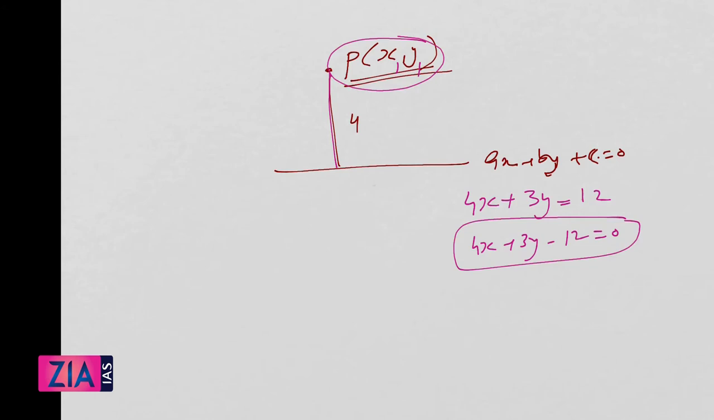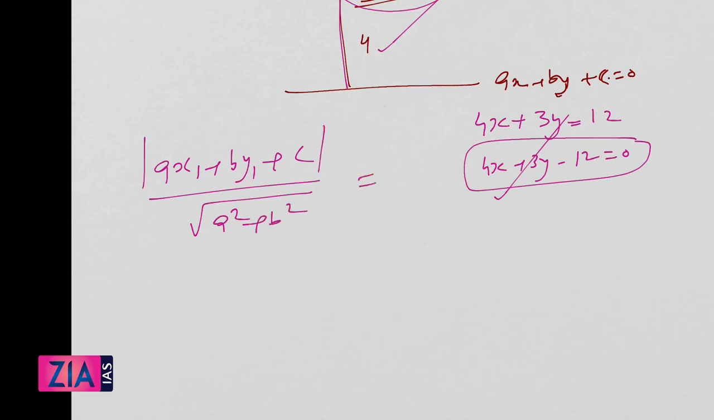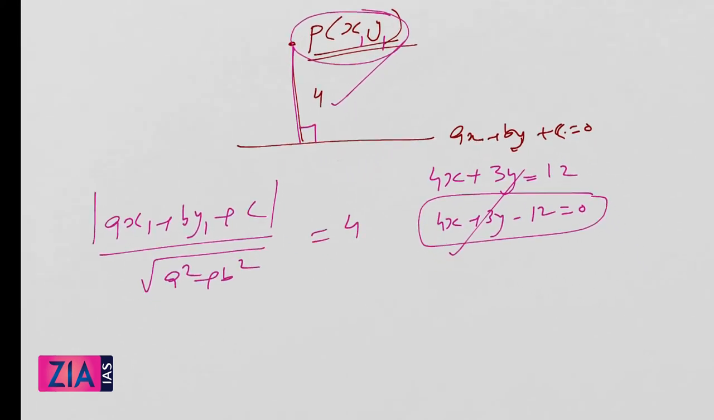What is given to you? This line is given to you, and this distance is given to you. So we know that |ax1 plus by1 plus c| divided by root of a square plus b square will give you the distance, and here the distance means the perpendicular distance. So this will give you 4. Easily you can find it, right? So this is a reverse question which can be asked.